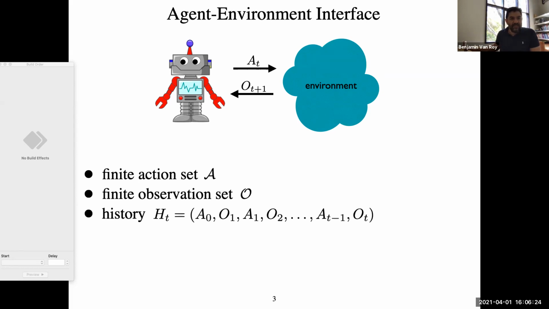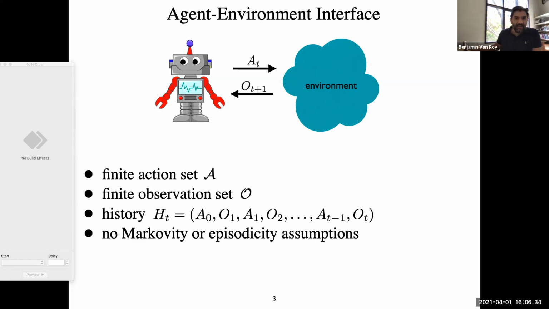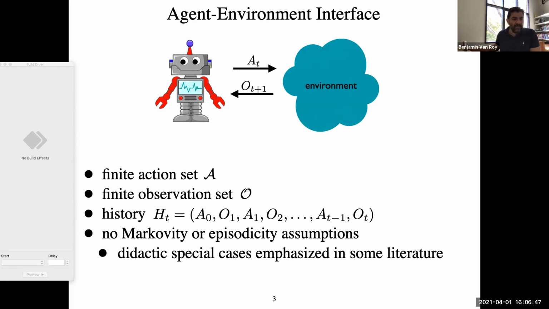It's useful to define a concept of history. History at time t, h_t, is a sequence of actions and observations up through time t. One thing to note is I'm not making any Markovity or episodicity assumptions about this interaction. The environment could take on an arbitrary form here. I think of these Markovity and episodicity assumptions as assumptions made to produce didactic special cases of environments emphasized in the literature for the purpose of instruction.